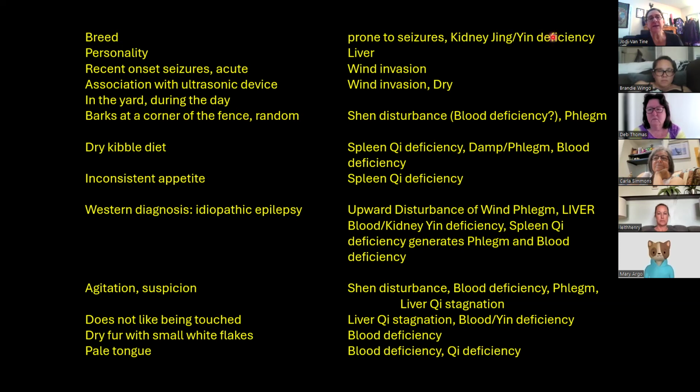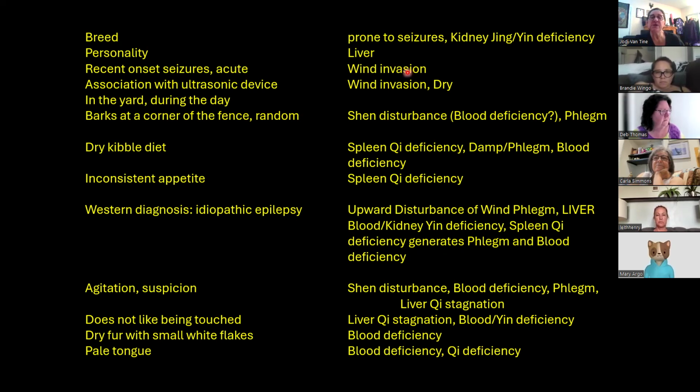Their personality, again, they don't like to put up with stuff. They don't like to be touched. They don't like to be bothered. They have a goal, and they tend to be a little bit irritable. And so that's going to be associated with the liver or the wood element. Acute onset, recent onset of seizures is a wind invasion.